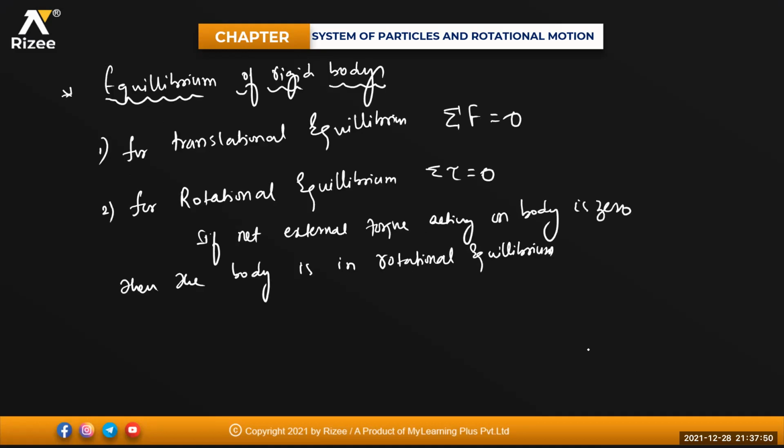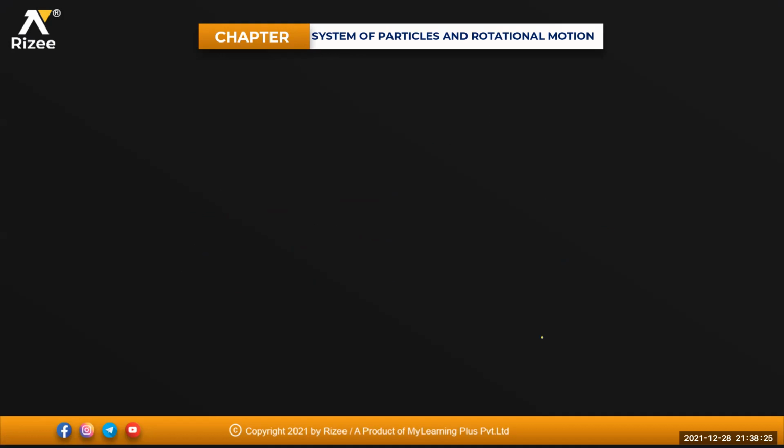For a body to be in equilibrium, for translational equilibrium, the net force acting on the system must be equal to zero. Whereas for rotational equilibrium, the net torque acting on the system must be equal to zero. That means if the net external torque acting on the body is zero, then the body is in rotational equilibrium. Clear, beta?